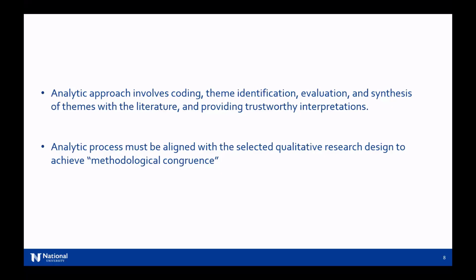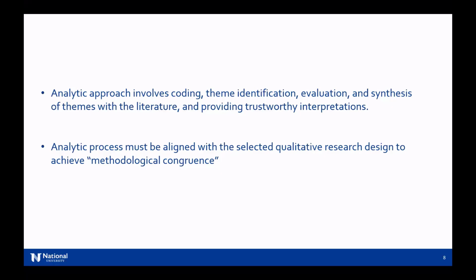What I was saying in the beginning, in terms of our analysis needing to be aligned with the selected qualitative research design, is for the specific purpose of achieving what is known as methodological congruence. So alignment and methodological congruence are two terms that you should keep in mind at all times as you're thinking about your qualitative data analysis. Those are key core concepts to take into account along with trustworthiness.